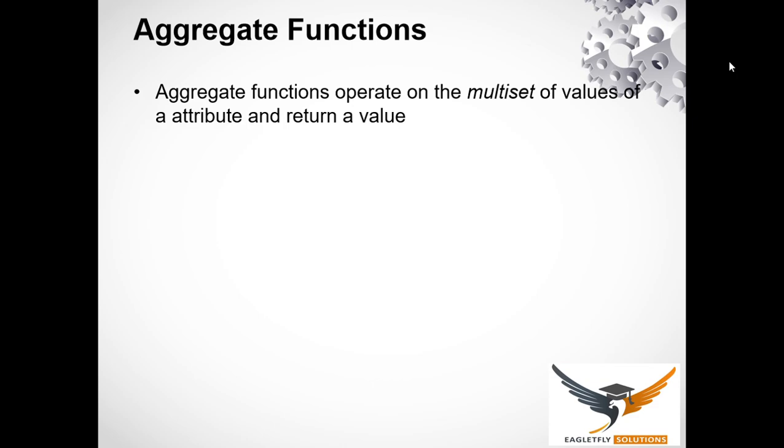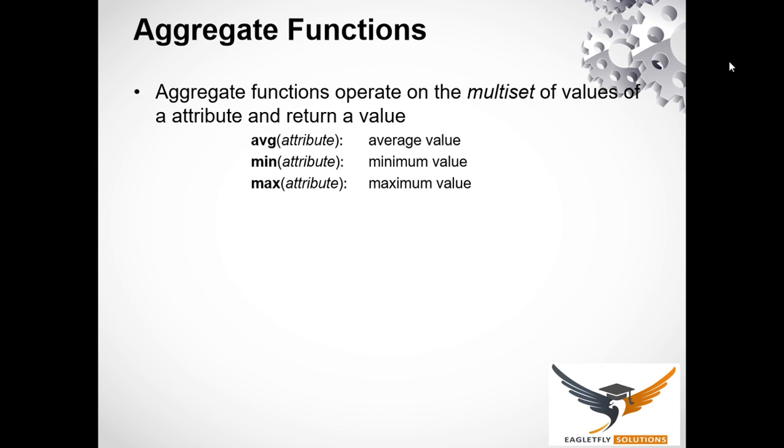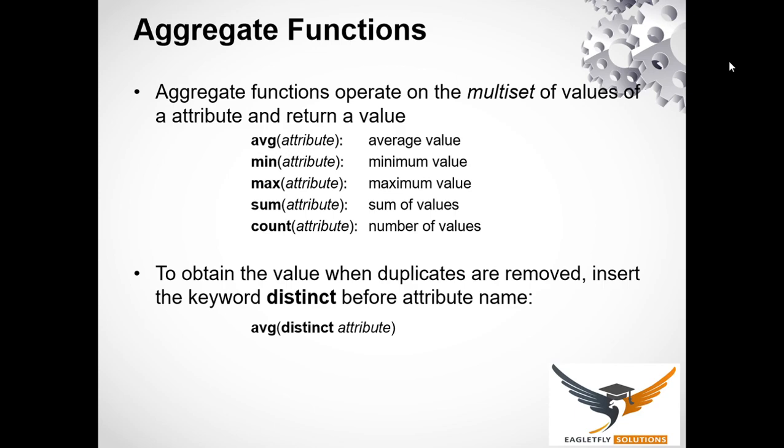Then let's look at the aggregate functions which are available in MySQL. Aggregate functions operate on a multiset of values of an attribute and return a value. We have average, which returns the average value, minimum returns the minimum value, maximum returns the maximum value, sum returns the sum of all the values in the particular column, and count returns the number of values in the column. To obtain the value when duplicates are removed, insert the keyword distinct before the attribute name. Average distinct attribute will show the average of the distinct values of the column.